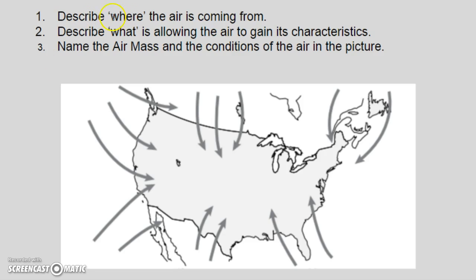So it is important to make sure we describe where the air is coming from. Is it coming from the north? Is it coming from the northwest, southwest? What part of the southwest? Is it coming from the southeast, etc.? Then we're going to describe what is allowing the air to gain its characteristics. We're going to be able to name the air mass and the conditions of the air within the picture. So we'll come back to this.